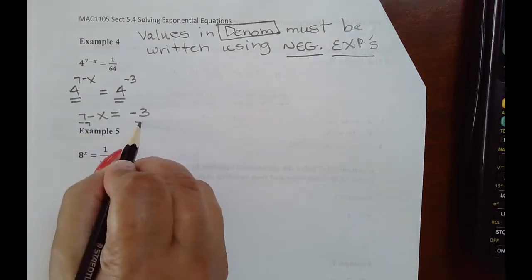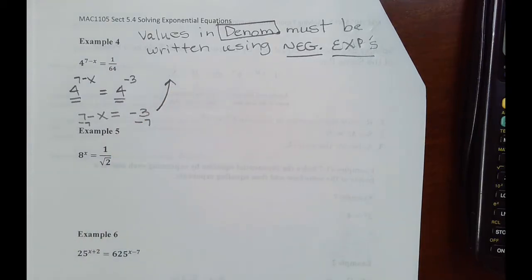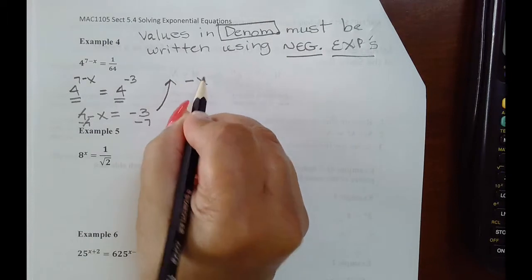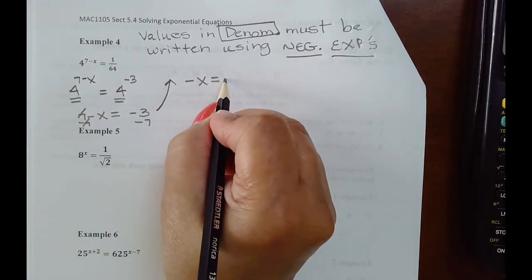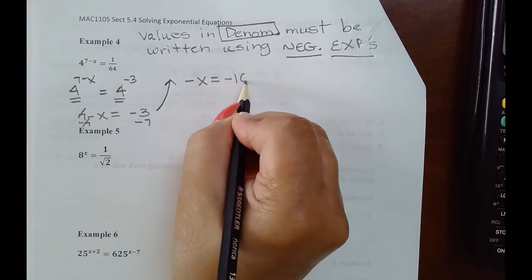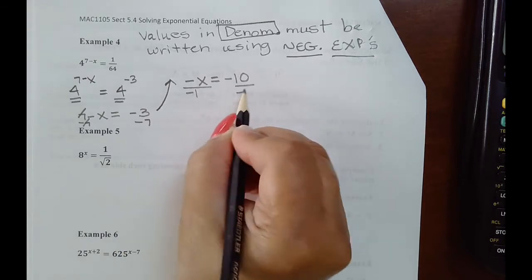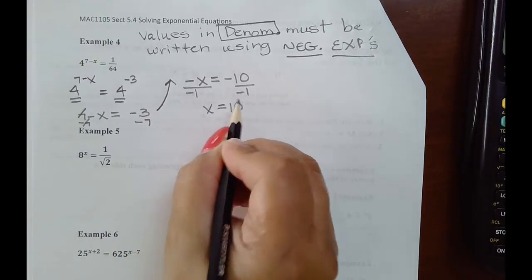I'm going to subtract 7 here, subtract 7 here. I'll continue my solution right up here. So that would get rid of the positive 7, leaving you with just negative x. And here it would be negative 3 combined with negative 7, which is negative 10. Divide off that negative 1 coefficient, and you are into x equal to 10.